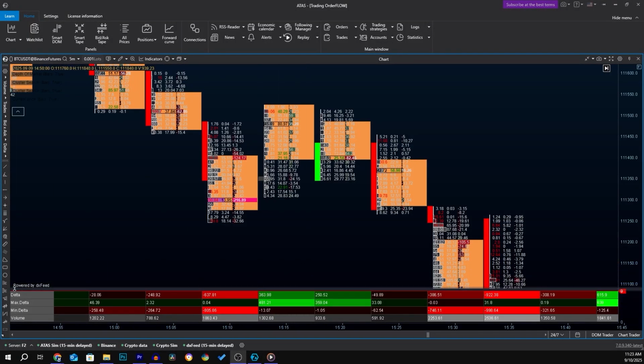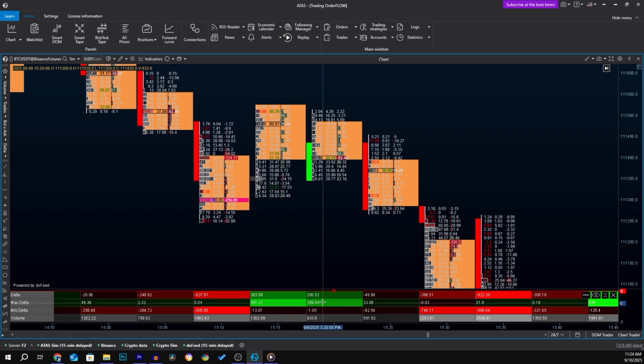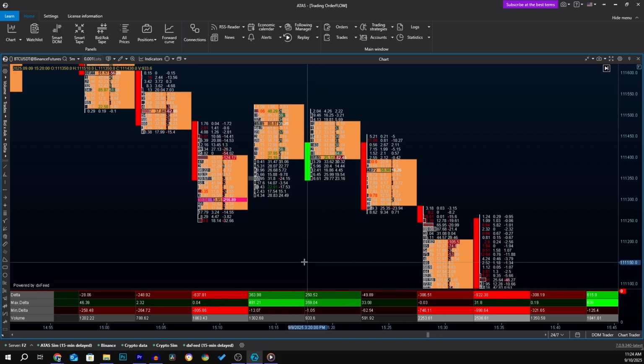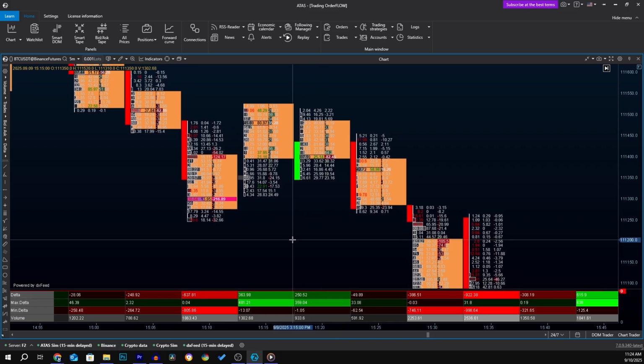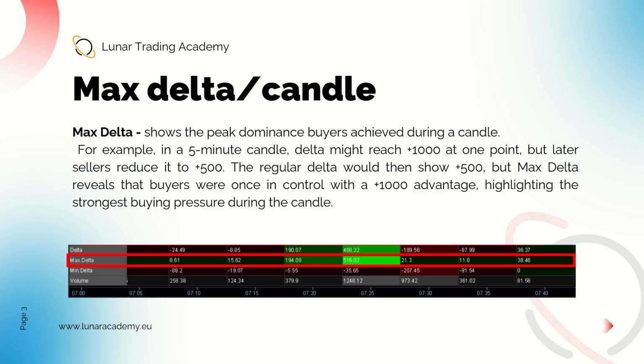Although the candle's final delta here is 363, max delta reveals that at one point buyers held a stronger advantage, reaching delta plus 481. This highlights the peak buying pressure within this candle. If I would turn off this feature, I wouldn't see this information. So max delta shows the maximum dominance of buyers during a given candle.